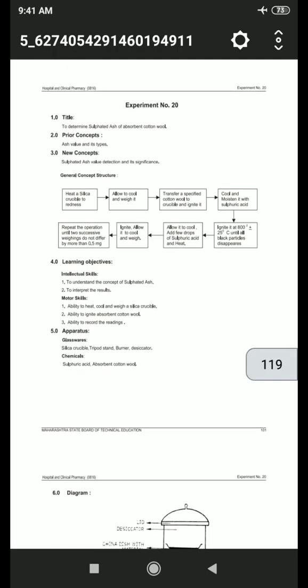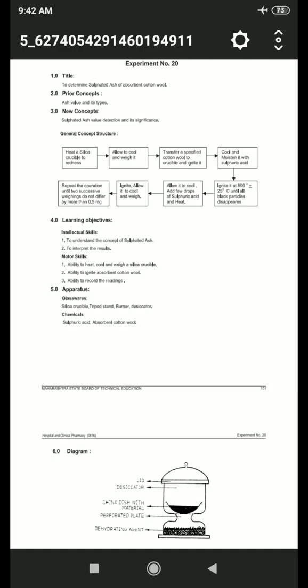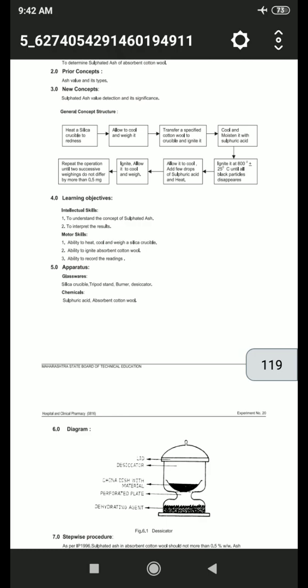Types of ash value. First is total ash value, second is acid insoluble ash value, third is sulfated ash value, and last is water soluble ash value. Now see, the first is total ash value. Total ash value is useful for detecting crude drugs that are mixed with minerals like sand, soil, calcium oxalate, and chalk powder, added to drugs with different organic contents to improve the appearance, for example ginger.